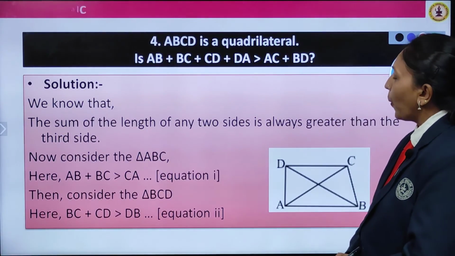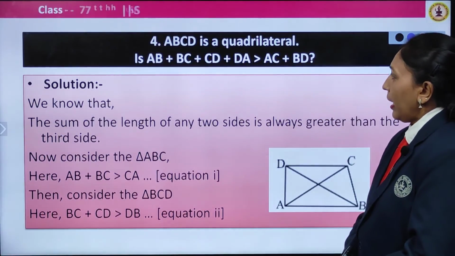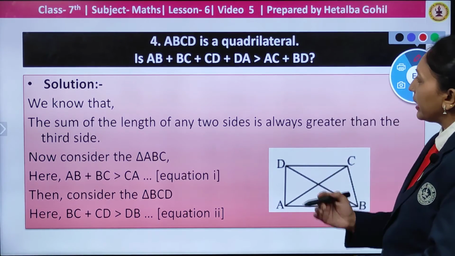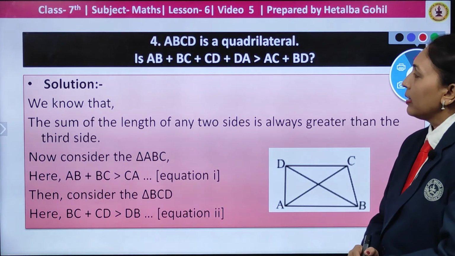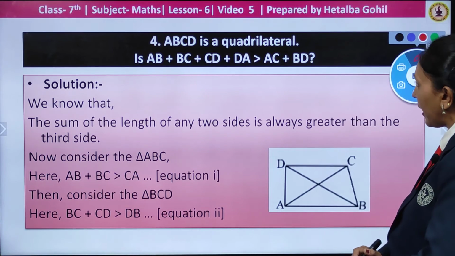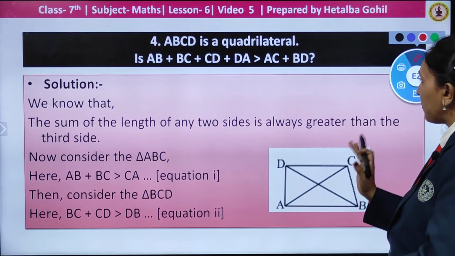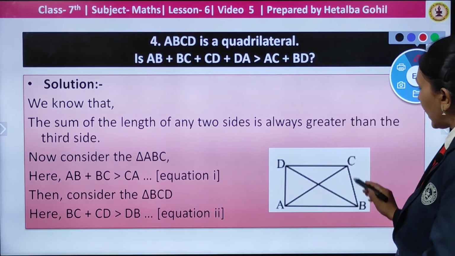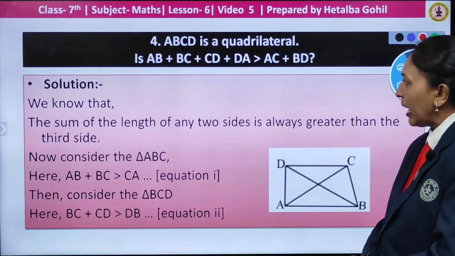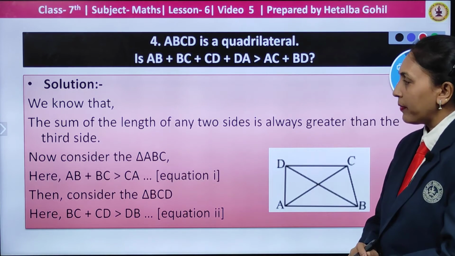Question number 4. ABCD is a quadrilateral. You can see the quadrilateral ABCD here. Now the question: is AB plus BC plus CD plus DA greater than AC plus BD? Children, here AC and BD are the diagonals of the quadrilateral ABCD. Now let us solve one by one.